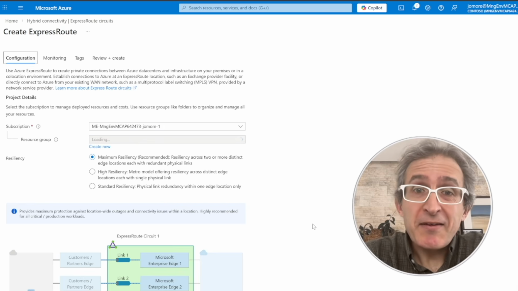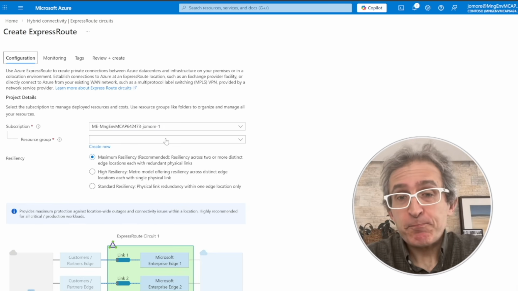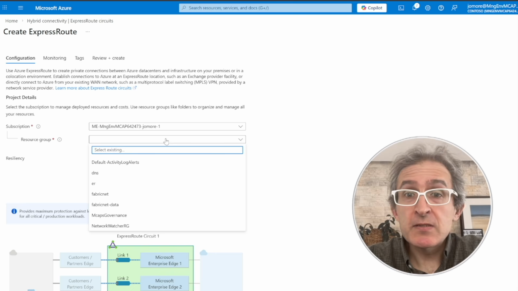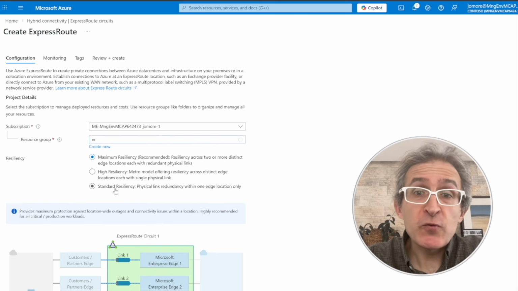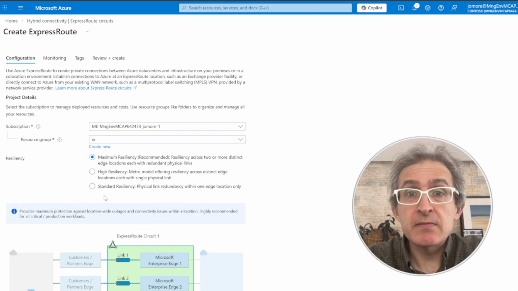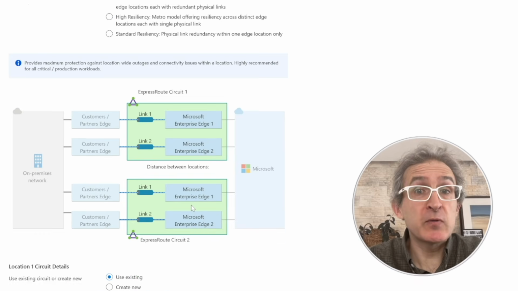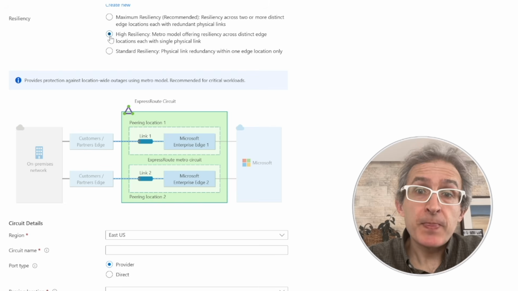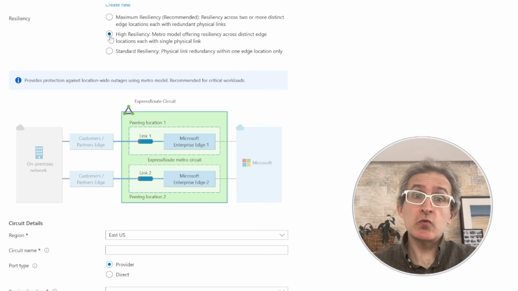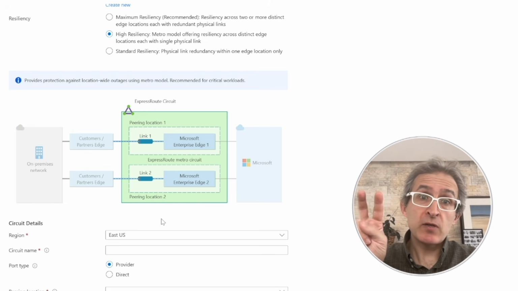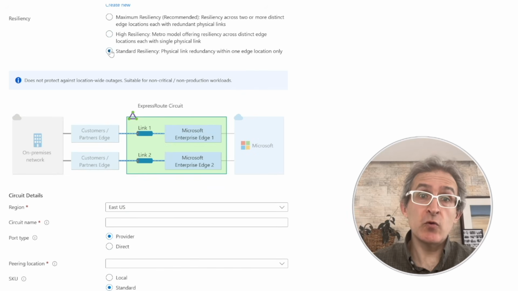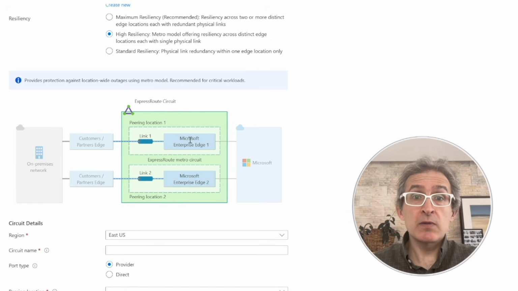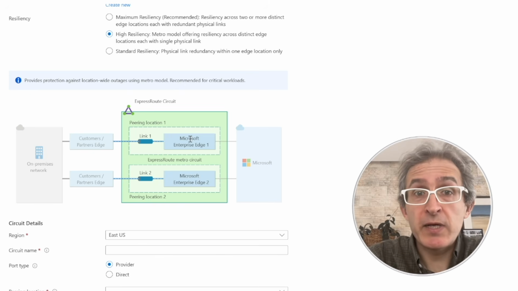All right, so let's create our ExpressRoute circuit. The first thing, of course, is defining a resource group, and the second one is choosing the resiliency model. There are 3 resiliency models, as you can see. Essentially, whether you deploy 2 lines in one ExpressRoute location and 2 lines in another one, or 1 line in one and 1 line in another one, or you just deploy both lines in a single ExpressRoute location.